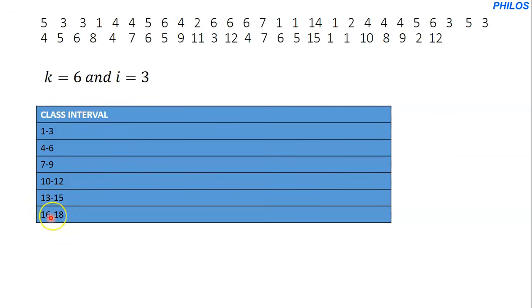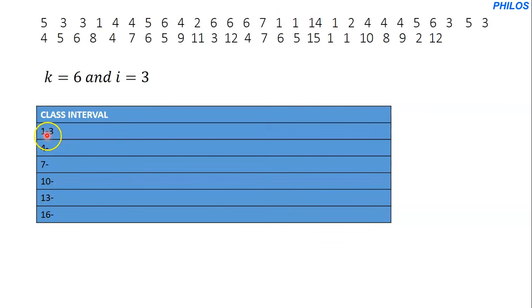Let me erase the upper class limits and show you another way of doing that. Another way of doing this is you find the upper class limit of the first class. Which integer comes before 4 is 3, right? Or 4 minus 1, 3. Then to get the rest, what you do is that you'll be adding the intervals accordingly.